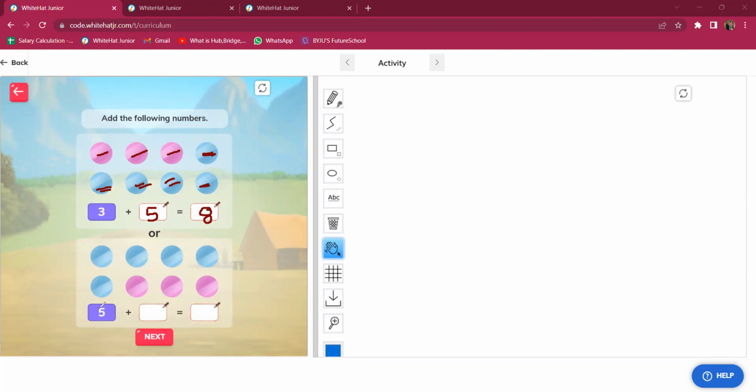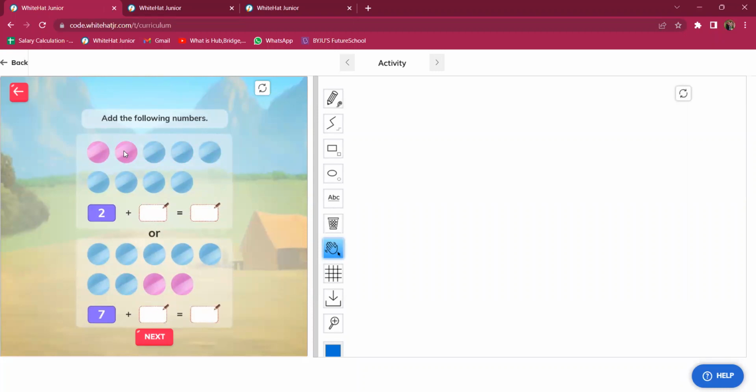Or it can also be, if it is 5 over here, so the number of pink balloons is 1, 2, and 3. So we'll write here 3. Now we'll count it all together. 1, 2, 3, 4, 5, 6, 7, and 8, right? So this is 3 plus 5 can give you 8. And if you flip those numbers, then 5 plus 3 will also give you 8. Yes. So this is how we have to do this. Let's move ahead to the next question.